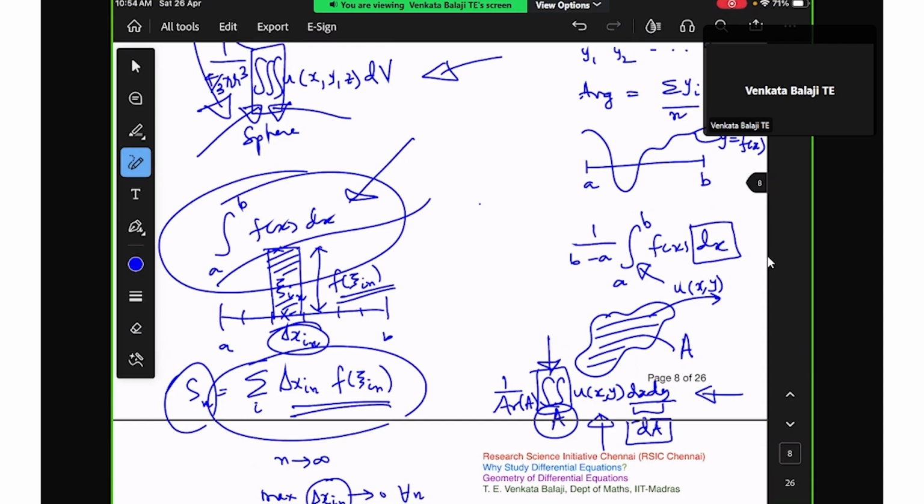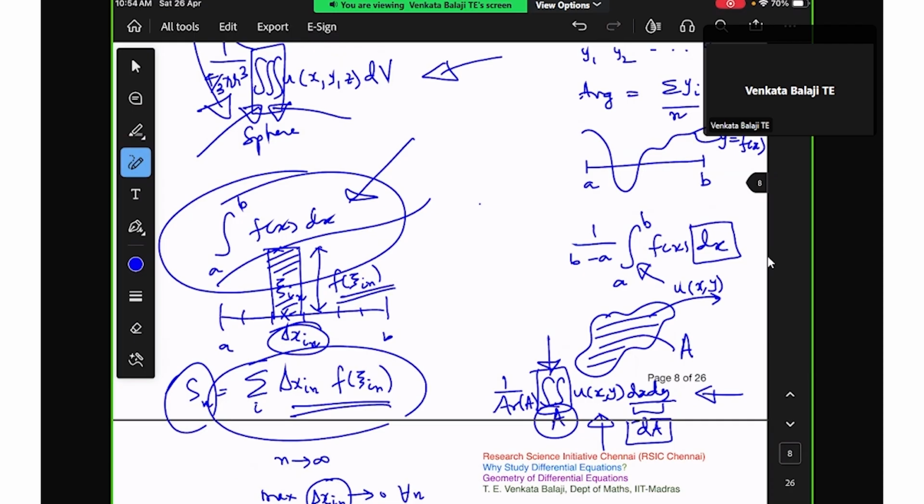See, for a 1-dimensional integral, you have antiderivative and all that. But in 2 or 3 dimensions, what do you mean by antiderivative? Because it's not a single derivative. So it doesn't generalize very easily.